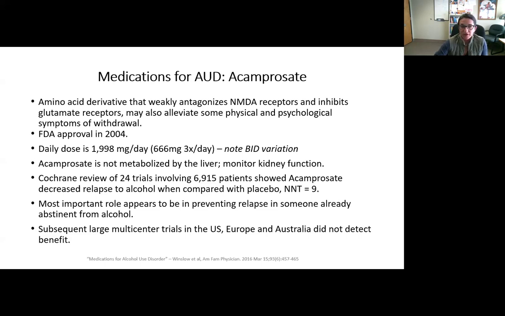The daily dose is a little weird. It's 3 big pills, 2 big pills would equal 666 milligrams, 3 times a day. Taking that middle of the day dose can be hard for people, so if that's an issue, they can split it into 3 pills twice a day. This one is not metabolized by the liver, and it also doesn't antagonize the opioid receptor. So this can be helpful for a few reasons, like if someone either has OUD or they have significant liver disease, this would be perhaps a better option. And the most important role that we see in the studies seems to be preventing relapse in someone who's already been abstinent for at least 2 weeks. But this can also be taken if someone has alcohol in their system.